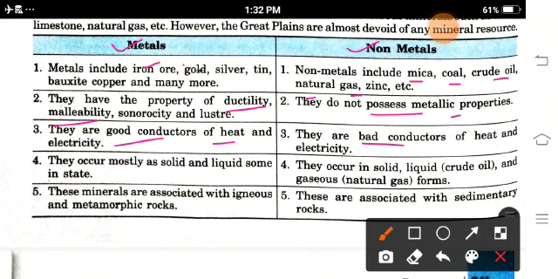Metals occur mostly in solid and liquid form, but non-metals occur in solid, liquid and gas forms. Metals are associated with igneous and metamorphic rocks, but non-metals are associated only with sedimentary rocks.